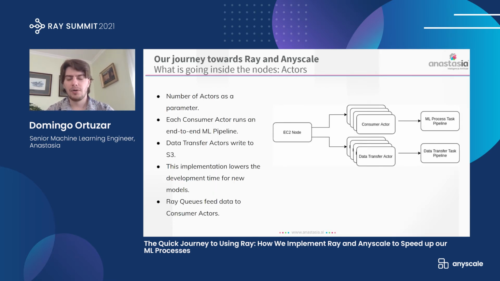So our approach for designing our code was based on queues and actors. We use queues to load up the data from Anastasia's many data sources, both private and open. Then this data is passed down to the consumer actor, who then processes it and creates new predictions. Then these new predictions are sent to the data transfer actors, who will save them on AWS S3.